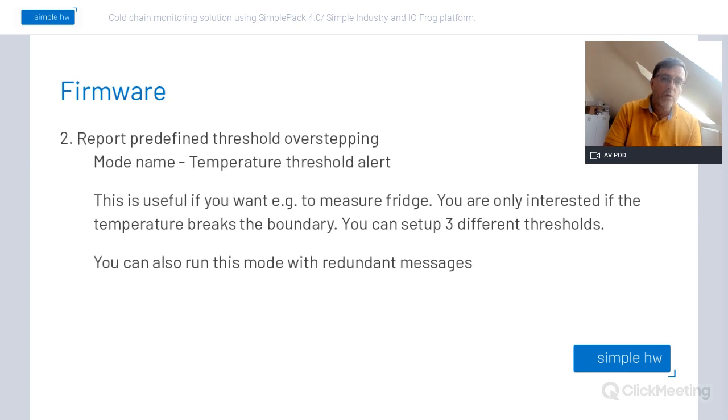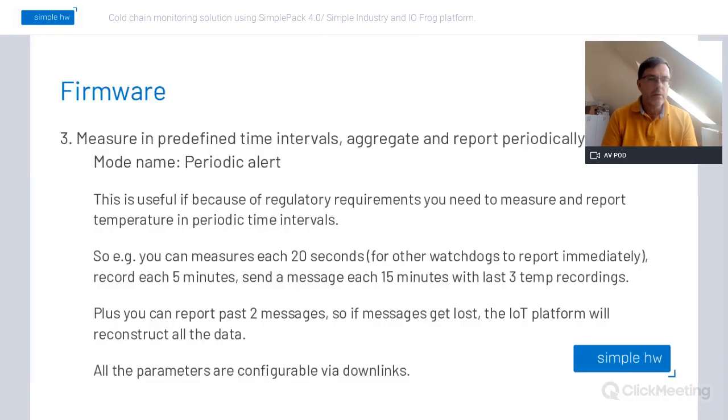And there's also a hysteresis, so if the temperature, for instance, is oscillating around 2 degrees, you don't get messages all the time. You can set the hysteresis, so you can set how much the overstep needs to be in order to be reported. And again, for this mode, we have redundant variation, and we can send redundant messages in order to be able to reconstruct data from lost messages.